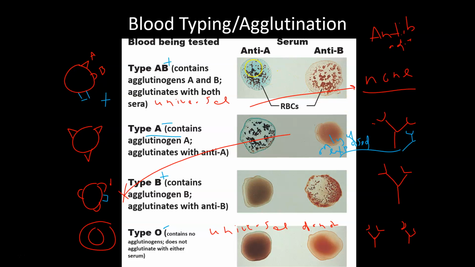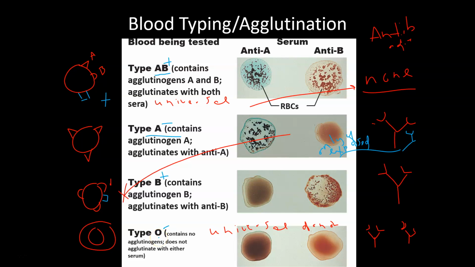So if they clumped when we dropped anti-A on, it means they have the A antigen. If they clump when we put the anti-B on, it means they have the B antigen. So if they clumped or agglutinated on both sides, that's how we recognize type AB blood. This person only clumped on the A side, which means they only have the A antigen, so they're type A. This one agglutinated only on the B side, so they're type B. And this one didn't agglutinate even though we dropped all the antibodies on it, which means they have no antigens, and so that's type O.